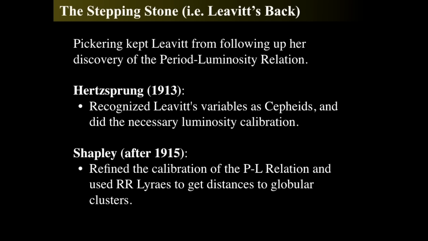Anyway, let's take a step back. Problem was that her boss, Pickering, kept her from following up on the relationship. However, in 1913, just a year later after Leavitt published her ideas, or at least tried to publish them, he calibrated the Cepheid, her relationship, and took some credit. And then said, well, these are Cepheid variables. Oh my goodness, let's do the necessary luminosity calibration.